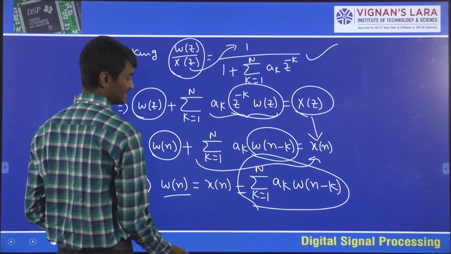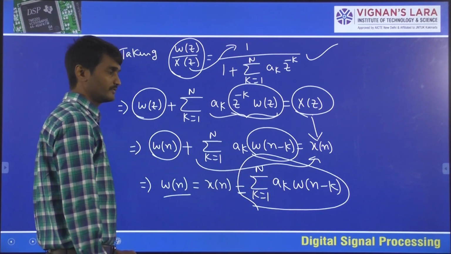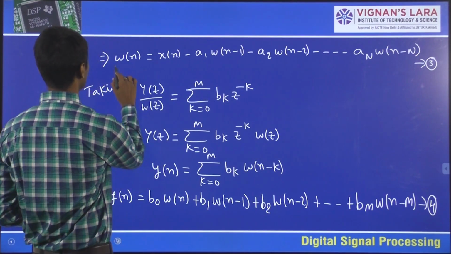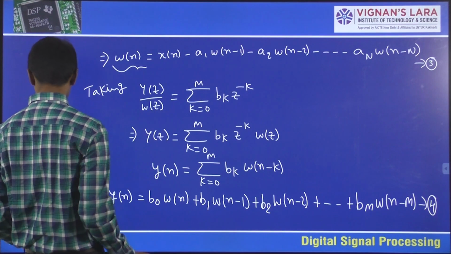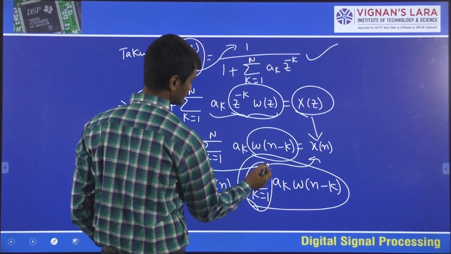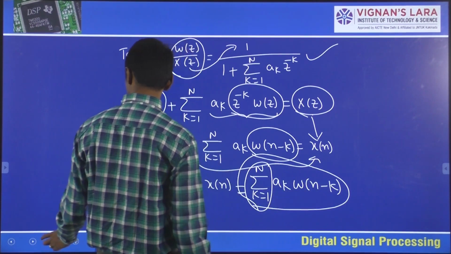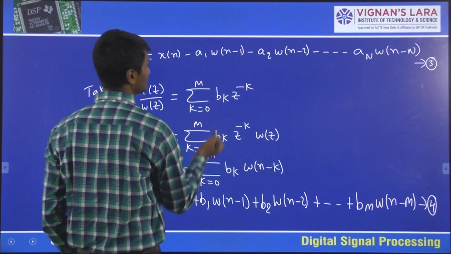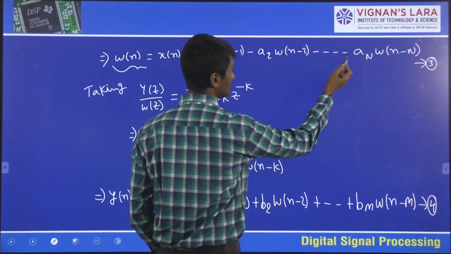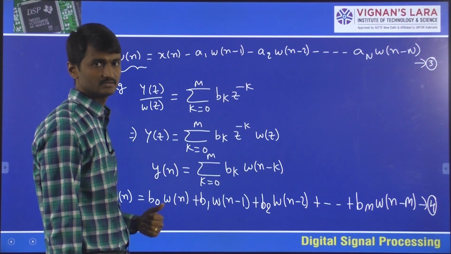So w of n is equal to x of n minus the summation over k equals 1 to N of a_k w of n minus k. Applying some values of k: w of n equals x of n minus a1 w of n minus 1 minus a2 w of n minus 2, and so on, minus a_N w of n minus N. Let us consider that as equation 3.